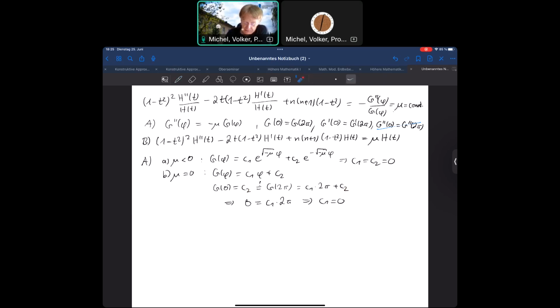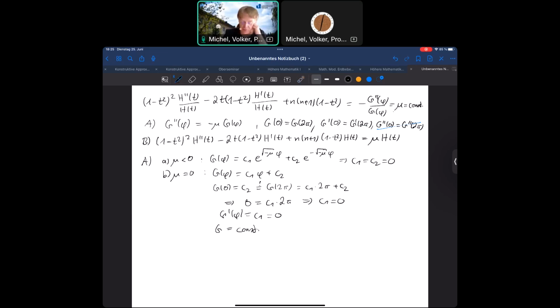Now the second condition is not helpful, because G prime of phi would be simply C1, and that's 0, and that's certainly the same at 0 and 2 pi. So I get one solution, namely G of phi is constant.